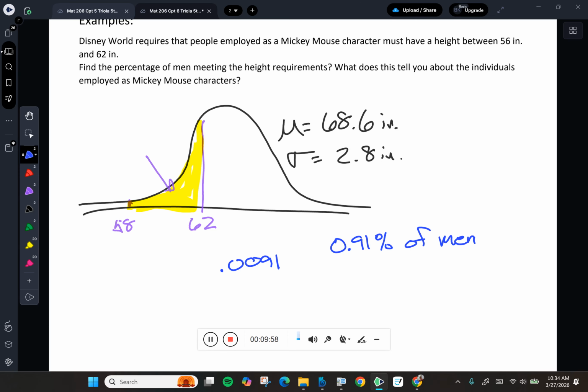Now, two things are true at this point. One, my graph is terrible. My sketch is horrible. There's no way that 0.91% is that giant yellow area that I drew there. But that doesn't really matter that my graph is bad. It's just I've got 56 left of middle. I've got 62 left of middle. I'm finding the right thing. But more importantly, what does this mean? Well, it means that less than 1%.